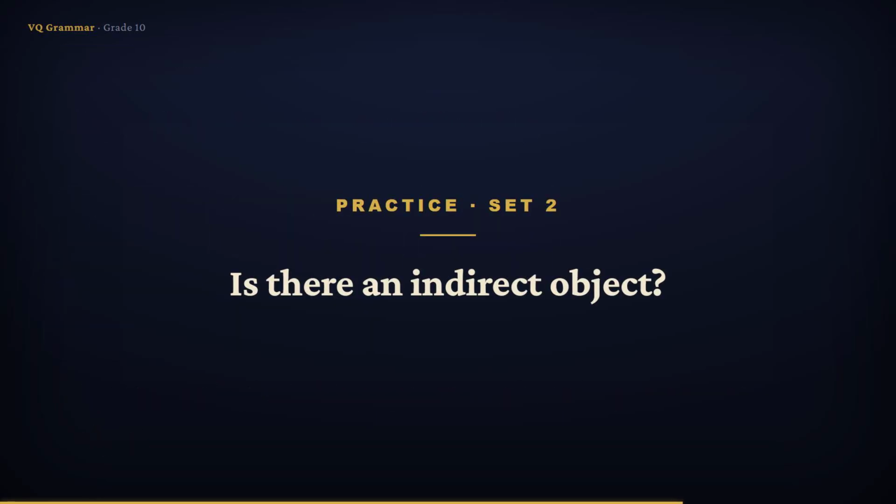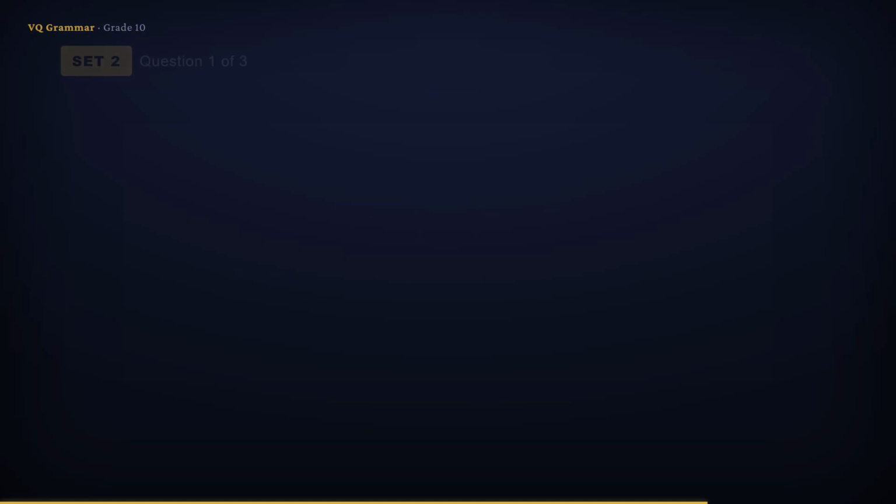In this second set, hunt for the indirect object. Find the direct object first, then ask to whom or for whom. And keep the trap in mind. A word inside a prepositional phrase can never be an indirect object. Pause and choose before I answer.